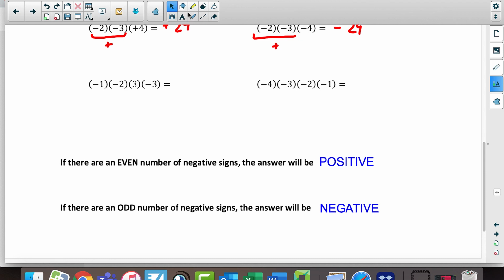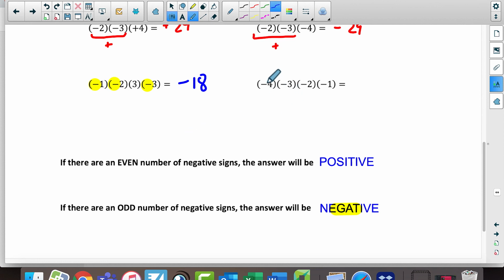So let's figure this one out. Is it going to be positive or negative? We have 1, 2, 3 negatives. 3 is an odd number, so this answer is going to be negative. We know the answer is negative. It is negative. Negative what? 1 times 2 is 2. 2 times 3 is 6. 6 times 3 is 18. Our answer is negative 18.